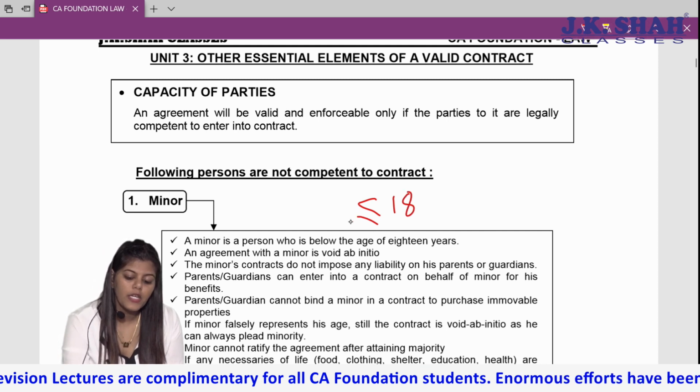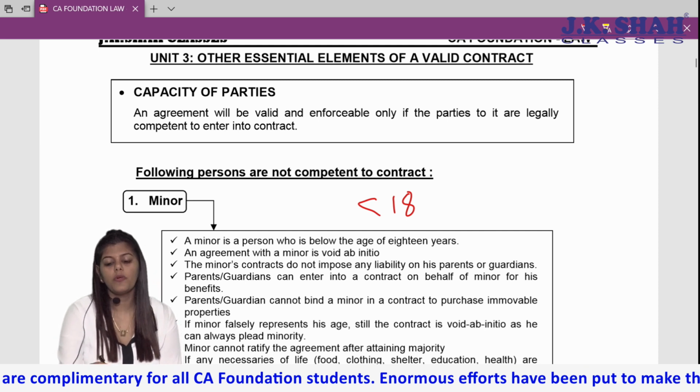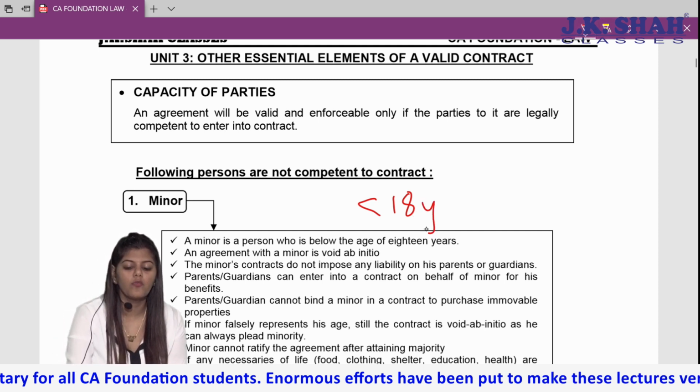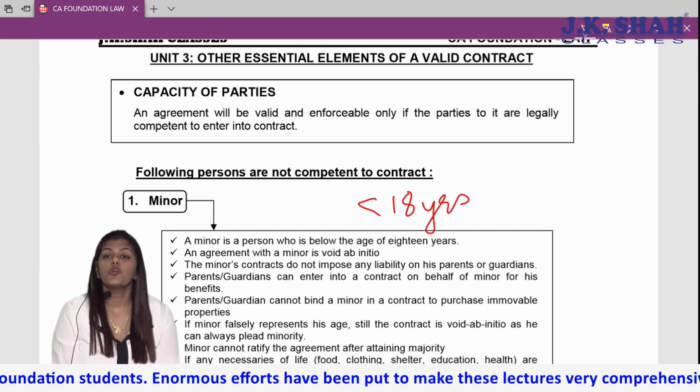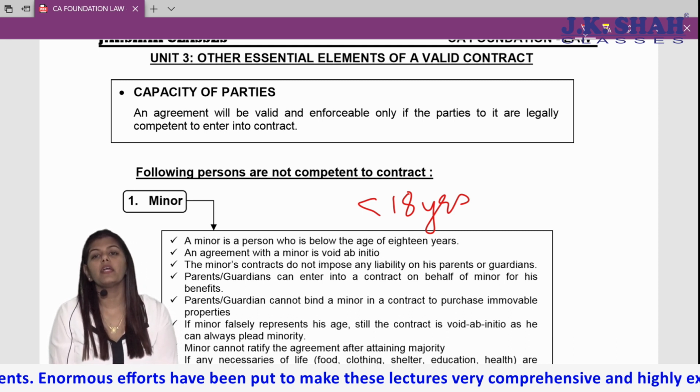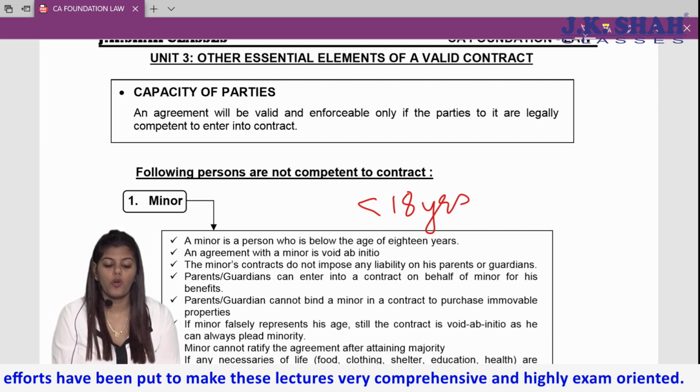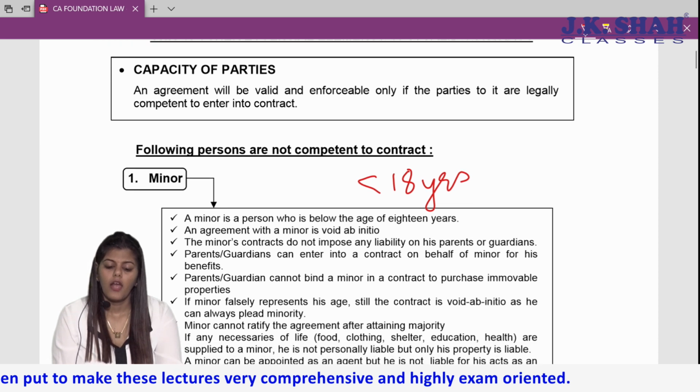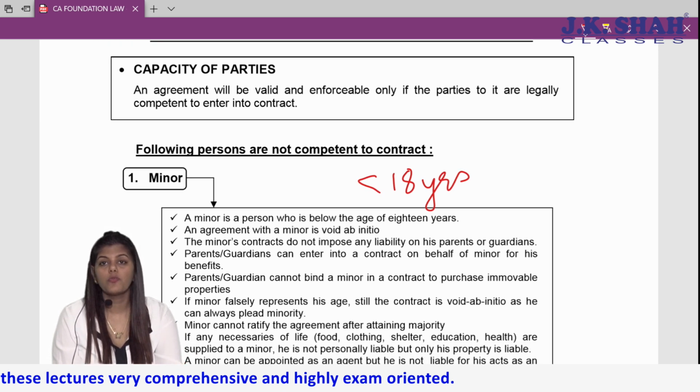It has to be below 18. The moment the 18th birthday has come, obviously you become a major. So if you enter into an agreement with a minor, it's void ab initio, void from the beginning. And parents or guardians are not responsible for his contracts.